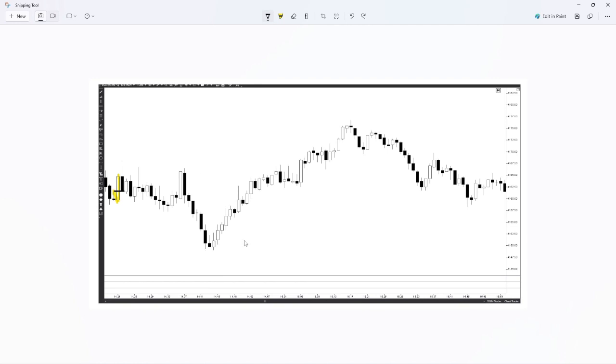Just to reiterate, as a scalper, we're not looking to capture huge moves like this. This is a swing trader's job. Our job as a scalper is to capture just little moves, and let those add up over time, over a high frequency of trades.